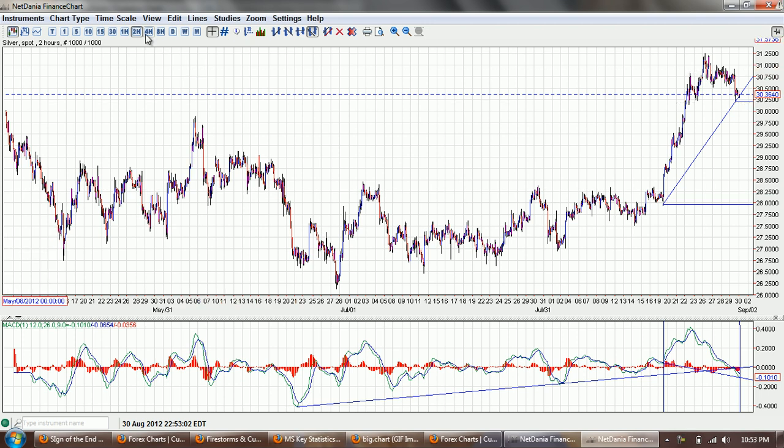This is the 2-hour chart of silver provided by netdania.com. You can click on the link below. And I've drawn a number of things in here. The main thing we want to concentrate on is the reset or oversold position on the MACD, which I've been covering.